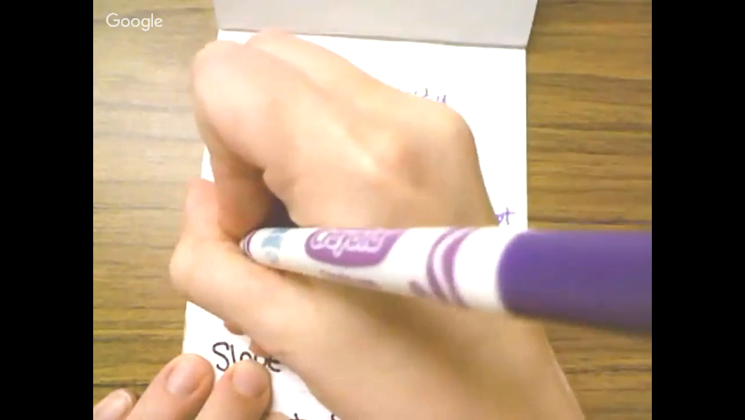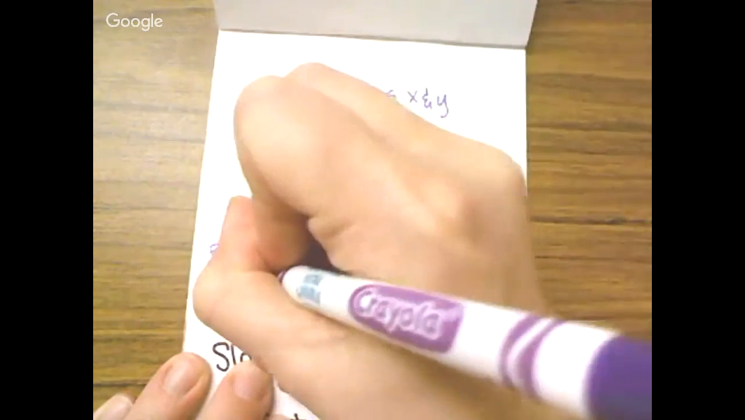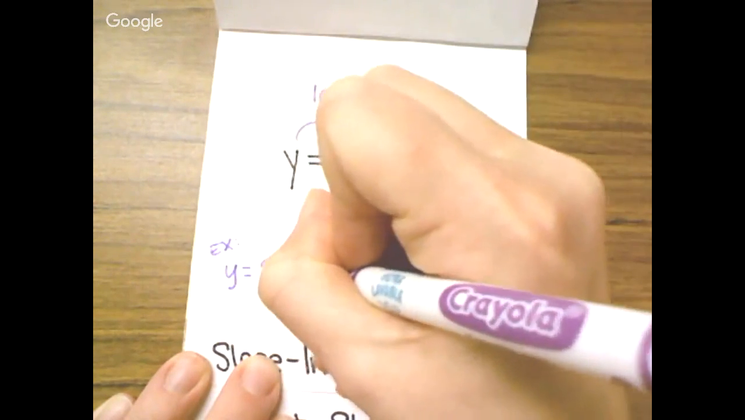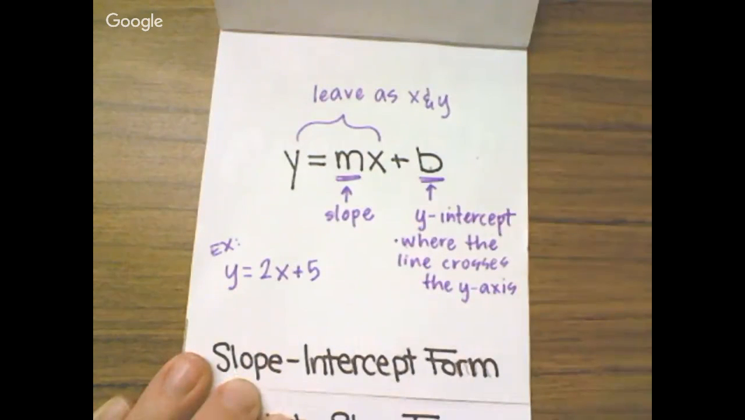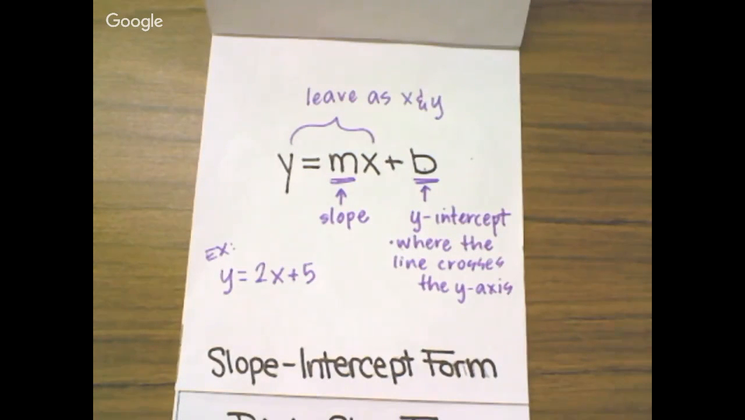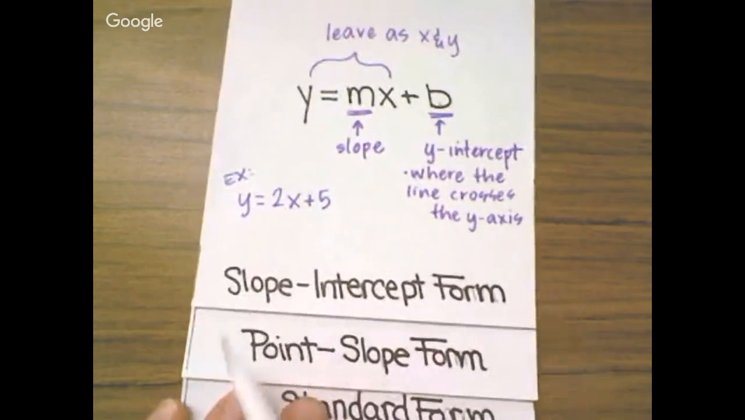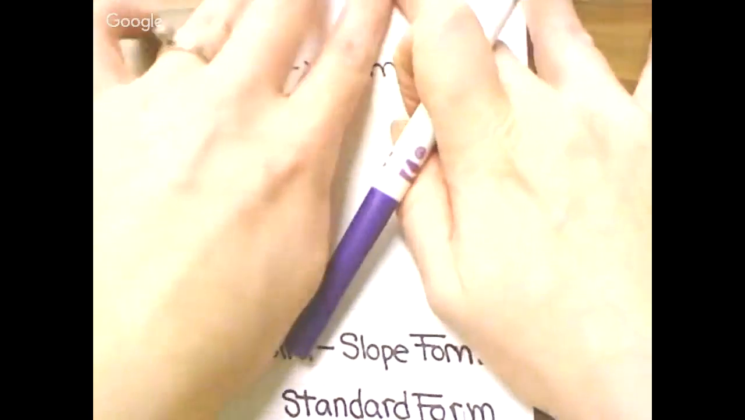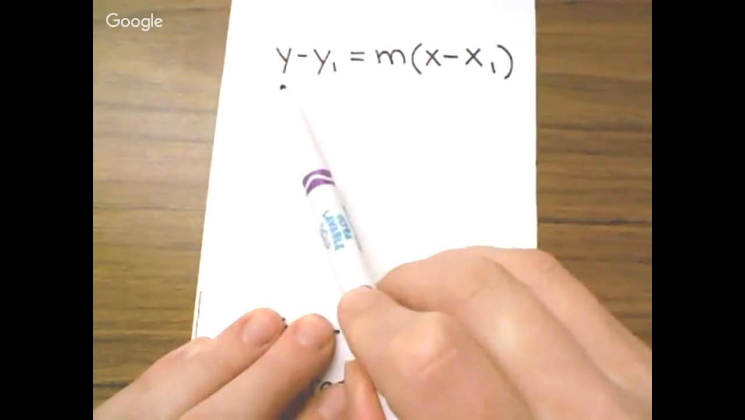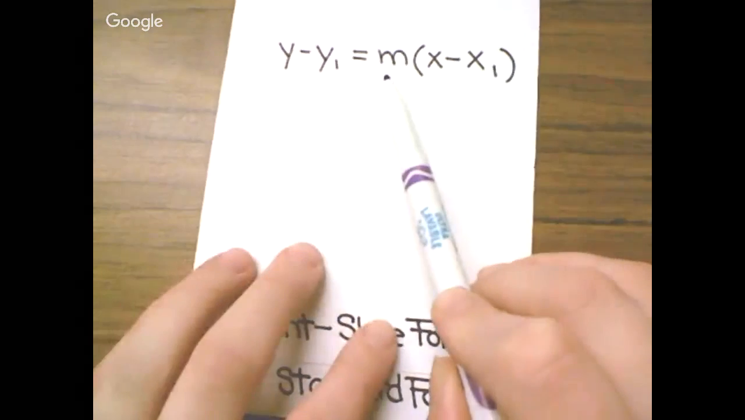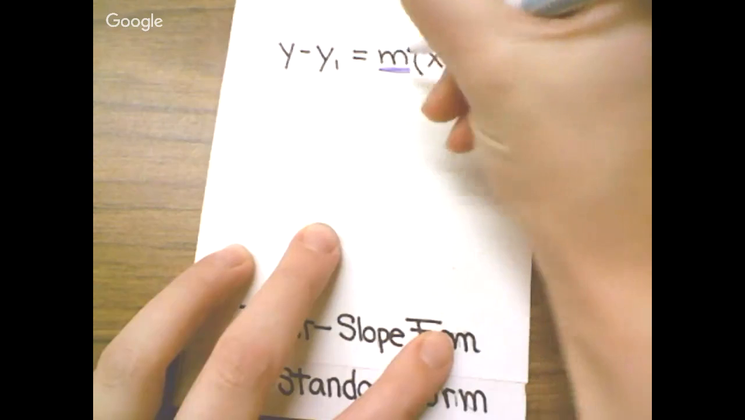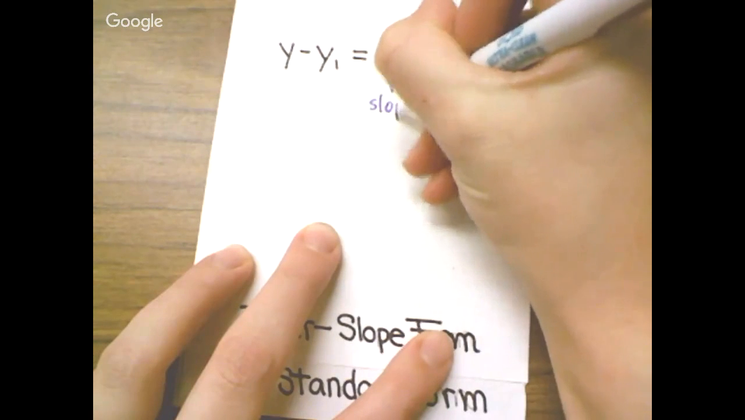So an example could be y equals 2x plus 5. So my slope is 2, my y-intercept is 5. So that's our basic slope-intercept form. Now let's say we weren't given the slope, but instead we were given a point on the graph. So in this form, I still have my basic y and my basic x. I still have my m.